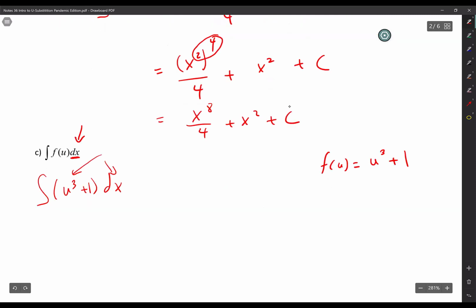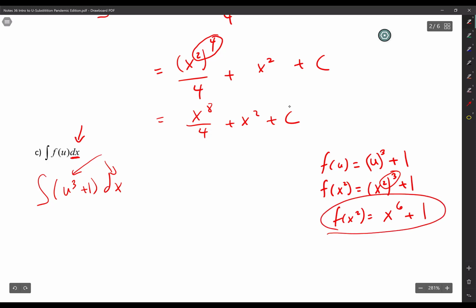I don't want to get confused, so I'm going to put parentheses around the u anywhere I see it, and I'm just going to write what u is. So u is x squared, to the third power, plus 1. I should have written f of x squared here, not f of u. So f of x squared is equal to x to the 6th power plus 1. This is what I'm going to write for my integral.